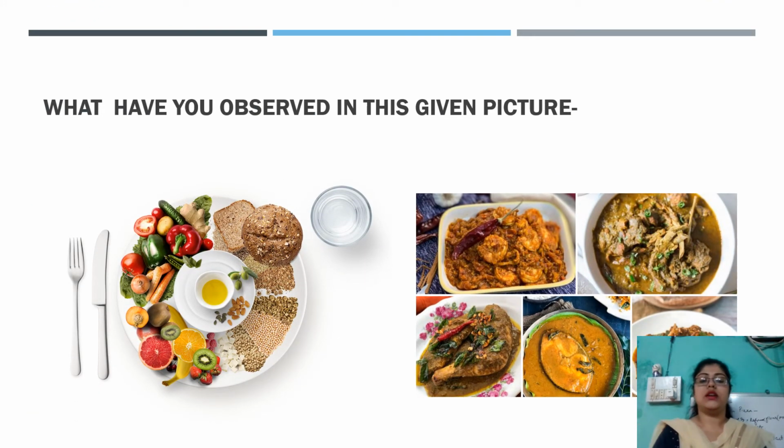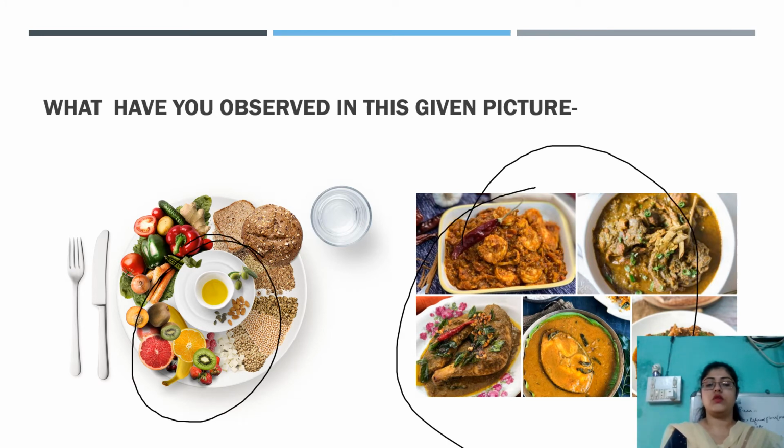Now, what are you observing in these two pictures, class? Why have I put this picture in front of you? Any idea? You can write in the comment section, and I will reply as soon as possible. So class, if you can see, these are the two types of ingredients. First is veg and second is non-veg. These are the chicken, mutton, fish and so on. Meanwhile, these are the vegetarian food.